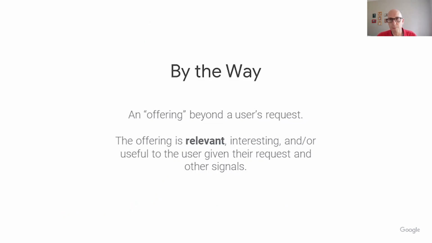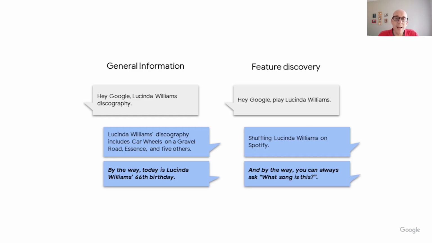So first, we should define what by the way is. And by the way is an offering beyond a user's request. The offering's relevant, interesting, and or useful to the user given their request and maybe other signals as well. We should also point out that there's more than one kind of by the way. It can be used for several different purposes. These are probably the two most common.